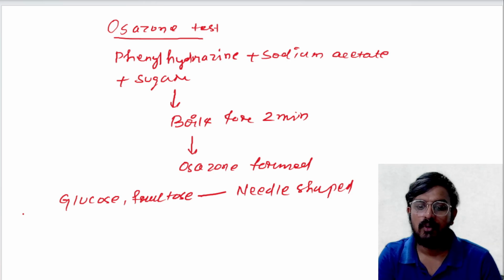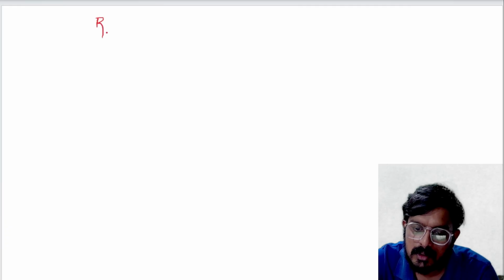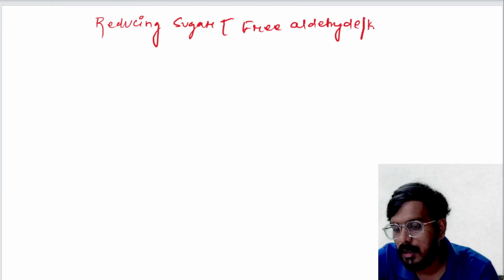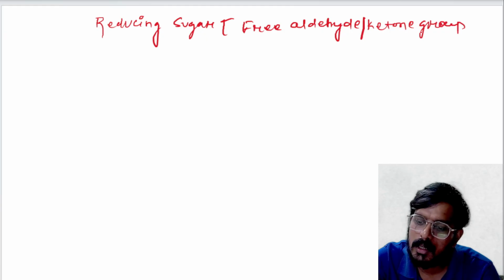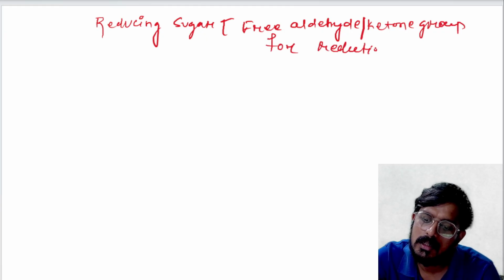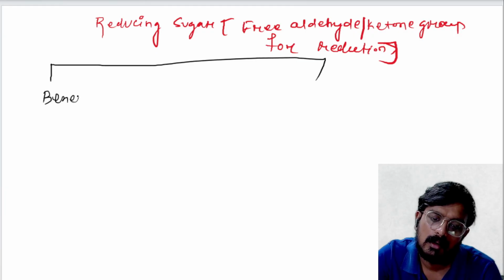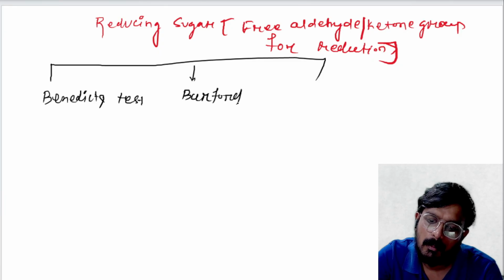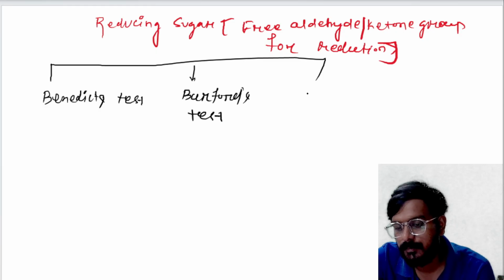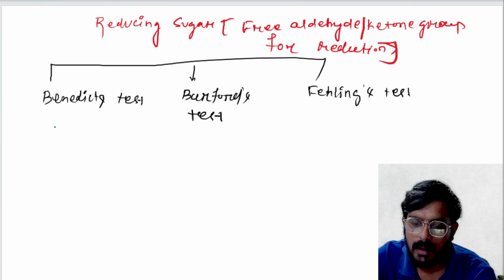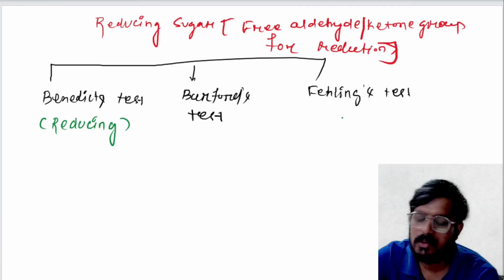Next, the three important tests are for reducing sugar. So what is a reducing sugar? Reducing sugars are those which have a free aldehyde or ketone group for reduction. There are three important tests you should remember for the identification of reducing sugar. One is Benedict's test. Next is Barfoed's test. Another one is Fehling's test. Benedict's test and Fehling's test are for reducing sugar.